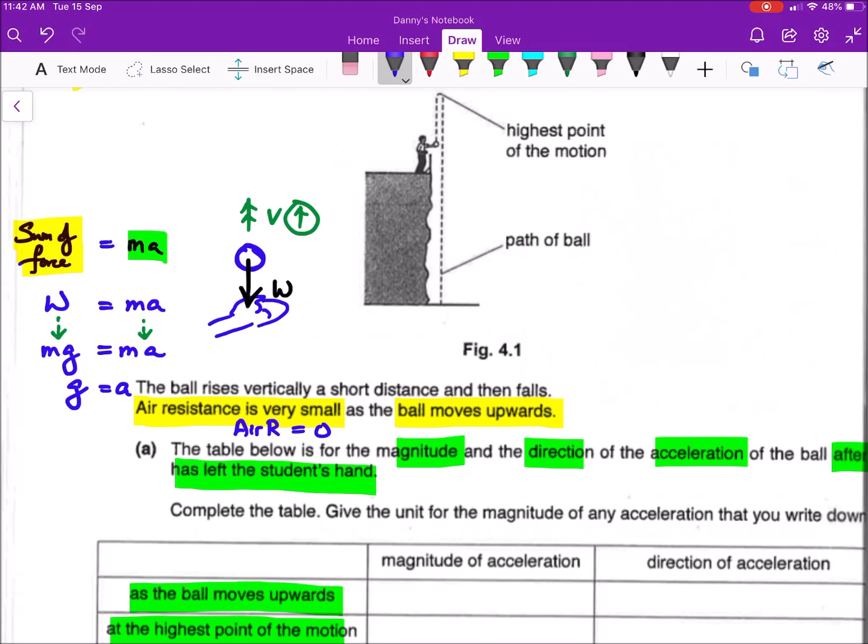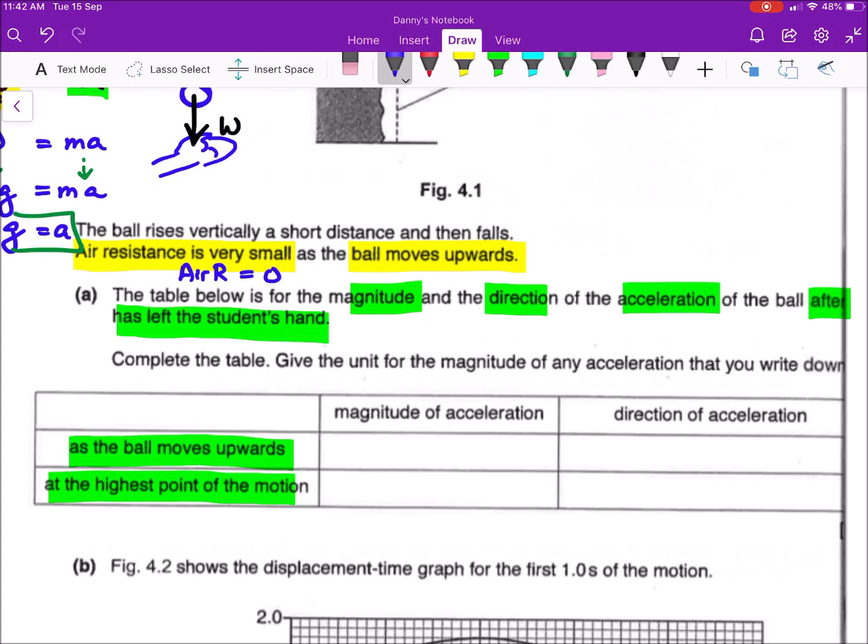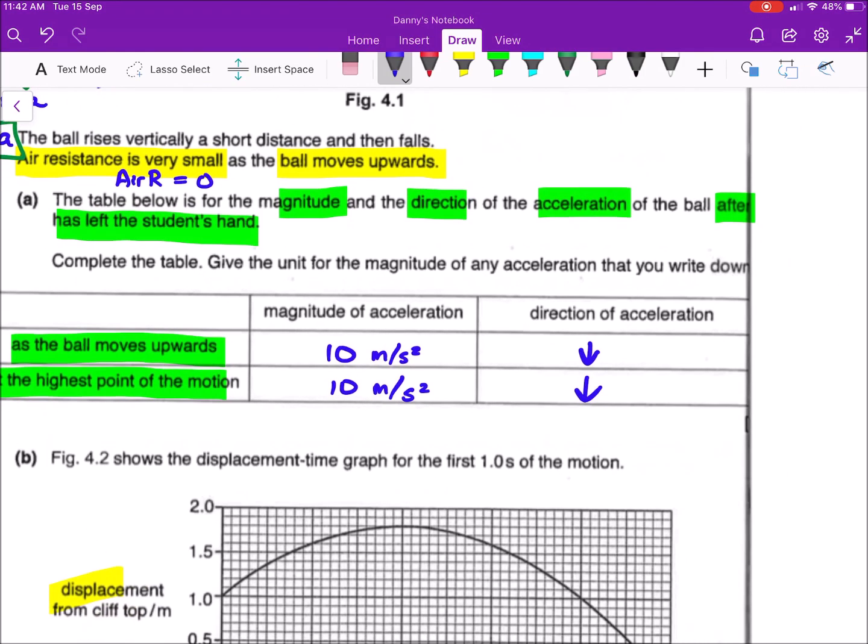Now what does this tell me? It means that from the point it leaves the person's hand until the object reaches the maximum height, because the question says there's no air resistance, I can actually conclude that the acceleration acting on the object is just a equals g. So once I know that, the magnitude of acceleration will be 10 meters per second squared, because that is our Earth gravitational acceleration. And the direction of acceleration will always be downwards. You should spell it out, okay? For me, I will just put arrows.